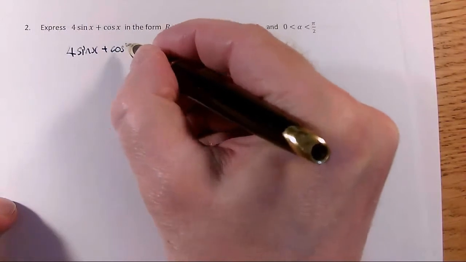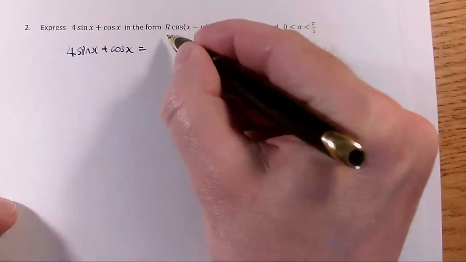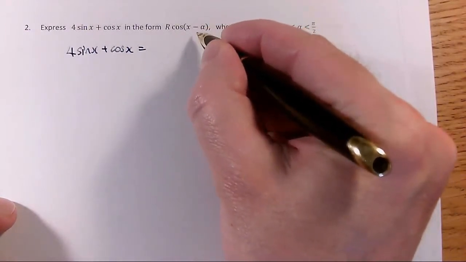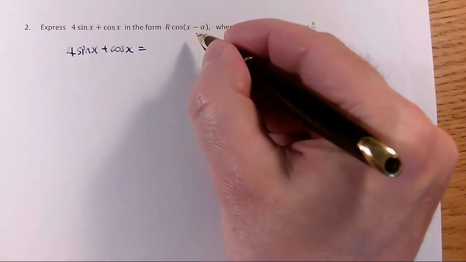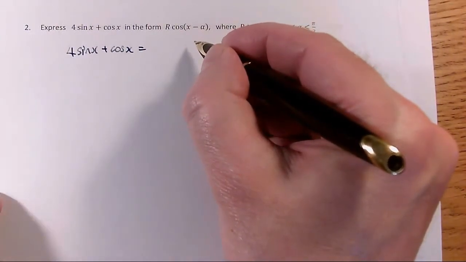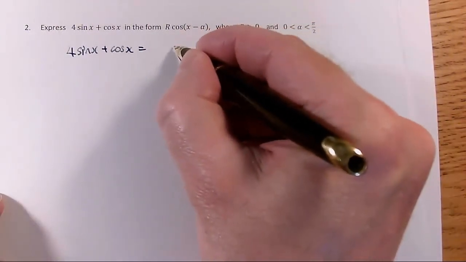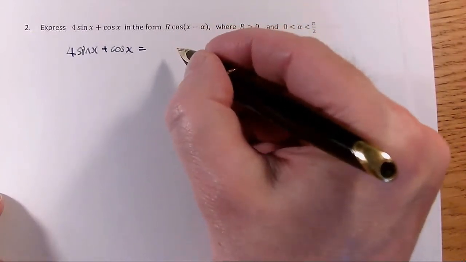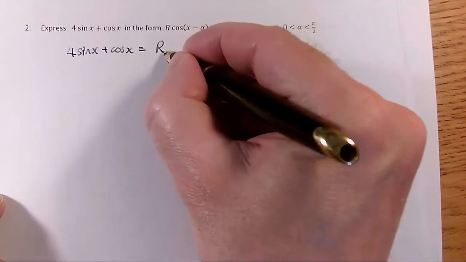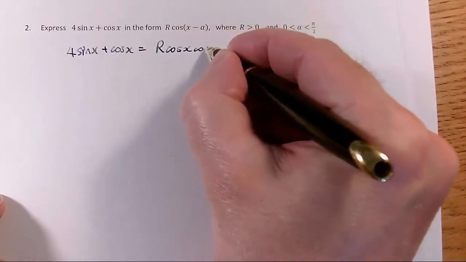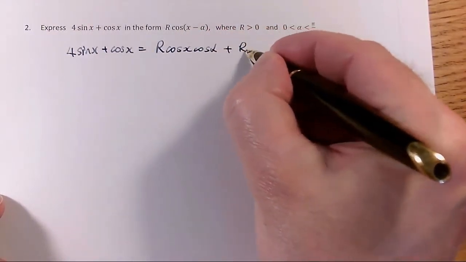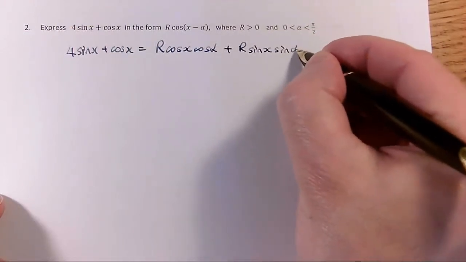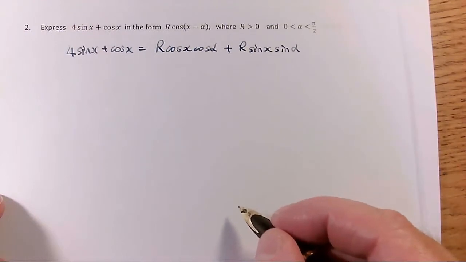that my 4 sine x plus cos x has to be this, and my first step again is going to be to expand that. Cos of a minus b, the minus in the middle, remember on the formula book the plus and minuses get swapped, so it's actually going to be a plus in the middle, and it's cos of a minus b is cos a cos b plus sine a sine b. So I'm going to get r times cos x cos alpha plus r times sine x sine alpha, okay, and that comes from applying the addition formula from your formula book.